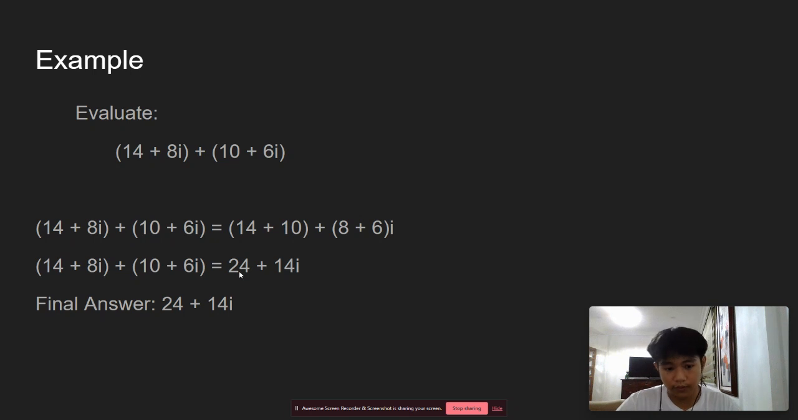14 plus 10 is 24. And then 8 plus 6 is 14. And then we multiply the i back in for it to become 14i. Because we just factored out i, we can multiply it back in to get our answer. And our final answer for this complex number is 24 plus 14i. That is all.